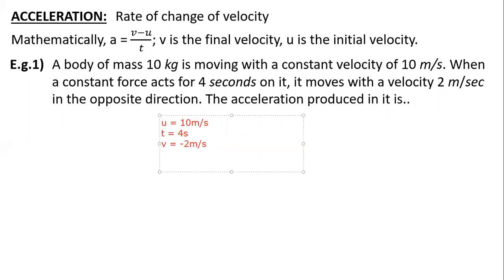Then directly if I need to find the value of acceleration produced, the formula given is nothing but v minus u by t, the basic formula, the definition. So that will end up to -2 minus 10, the whole divided by 4. So the answer directly will be -3 meter per second square. So depending upon the data, since velocity is a vector, when they specified it as opposite direction, we took it as negative. And once we know all the values, we just substitute it in the formula.